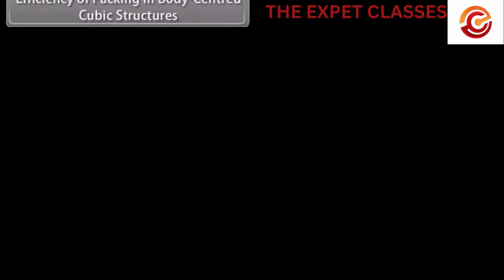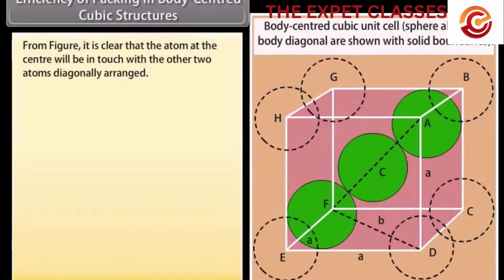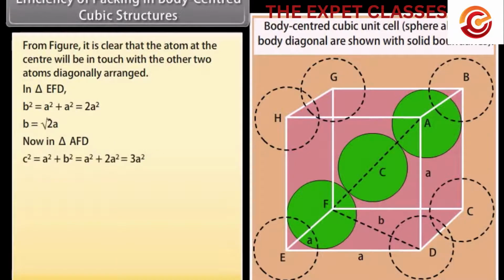Efficiency of packing in body-centered cubic structures. From the figure it is clear that the atom at the center will be in touch with the other two atoms diagonally arranged. In triangle EFD, b square is equal to a square plus a square, which is equal to 2a square. b is equal to square root 2a. Now in triangle AFD, c square is equal to a square plus b square, which equals a square plus 2a square, which equals 3a square. c is equal to square root 3a.